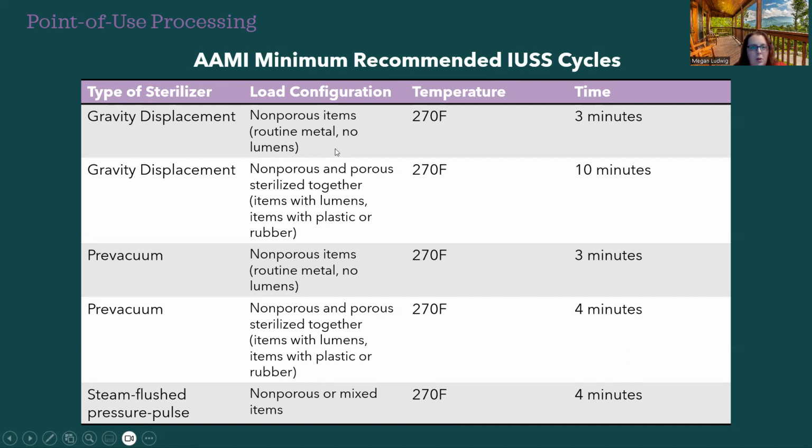Things with no lumens do not have to be sterilized as long as something that has a lumen. So notice the difference here. 3 minutes for a no-lumen item, like your hemostat or whatever. And then if you had lumens, or something even with metal and a mixed material like rubber or plastic, it's up to 10 minutes at 270. Pre-vacuum is very similar except for the mixed items and lumens. It only goes up to 4 minutes. So gravity displacement may take a little bit longer. Okay.